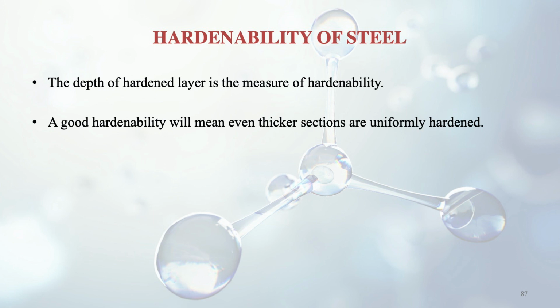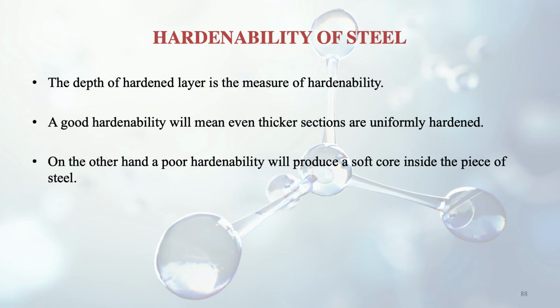A good hardenability means even thicker sections are uniformly hardened. Suppose there is a very thick specimen, and if it is hardened in a proper manner, then even its inner portion will be quite hard. But if it has poor hardenability, then it will produce a soft core inside the piece of steel. So the outer portion will be hard and the inner portion will remain soft.